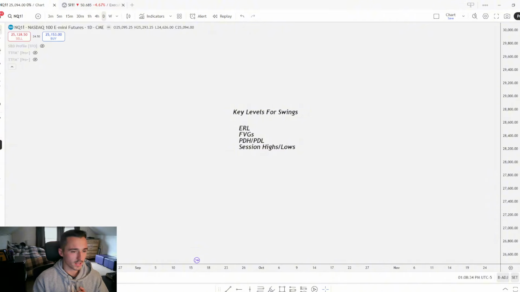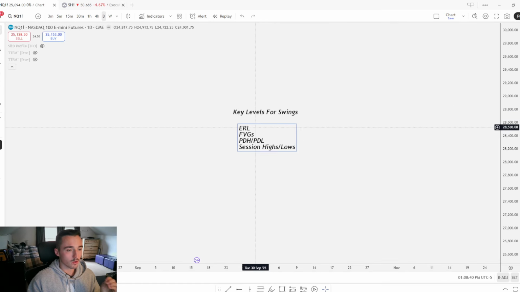One more thing before we get into the daily chart. What are the key levels we're looking for these swing points to form? We are going to be looking for these swing points to form in external range liquidity, right? Old highs and lows, which you just learned in the last video, inside of fair value gaps, so internal range liquidity, previous day high and previous day low, if we are looking at an hourly or a 4 hour chart, and then session highs and session lows, if we're once again looking at a lower time frame other than the daily. So these are the key levels you want to see these swing points be formed.